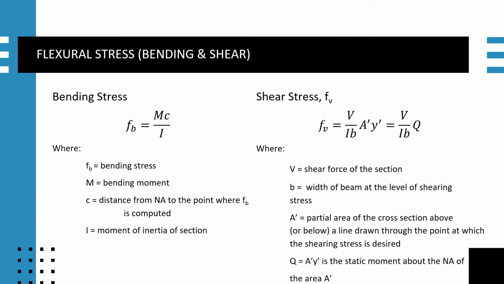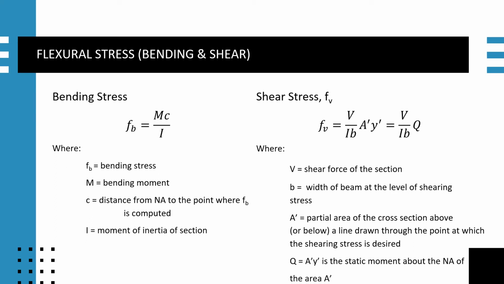So, ang kanilang formula is for bending stress, which is denoted by FB, is equal to MC over I, where FB is the bending stress, M is the bending moment. Yung bending moment na to, yung M na kadalasan sinusolve natin, yung na-solve natin nung una. Okay? Yung last lesson, lesson 4. I think this is lesson 5. So, C is the distance from NA to the point where FB is computed. And I is the moment of inertia of section.